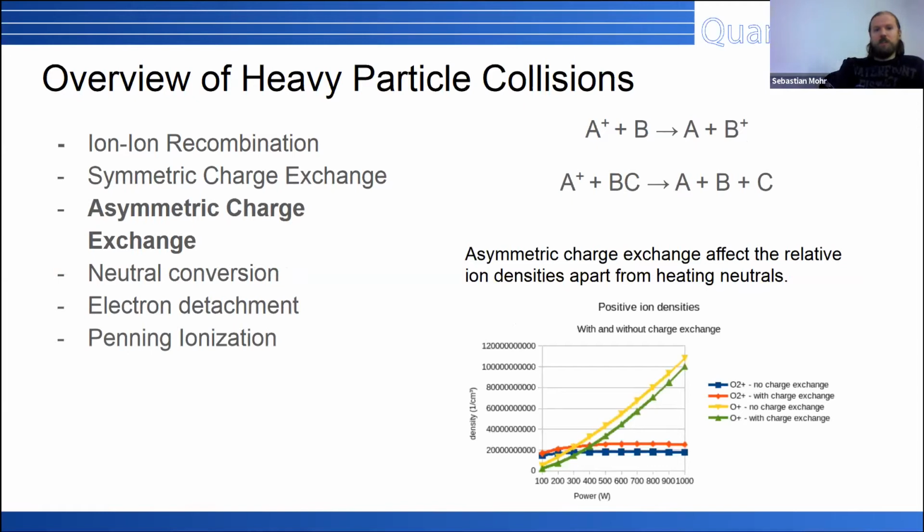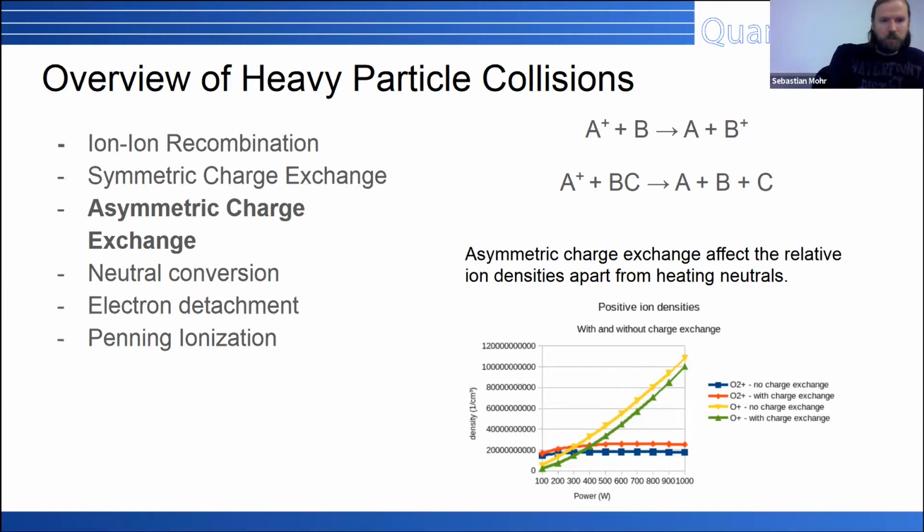Then you also have the asymmetric charge exchange, when an ion collides with another neutral and the charge transfers, which can also be accompanied by the breakup of one of the involved particles. And apart from also contributing to the gas heating, this also changes the relative ion densities. For example, you see here the ion densities again in an O2 discharge with and without these charge exchange collisions. And you see with these charge exchange collisions, the density is transferred from O+ to O2+. So these reactions are important to determine the relative ion densities in your plasma.